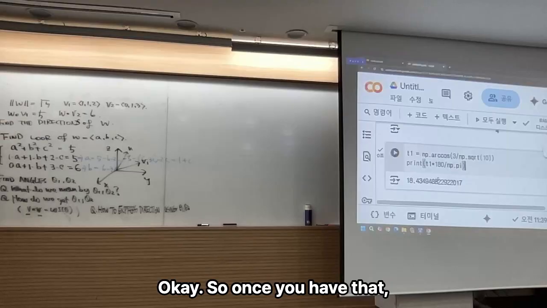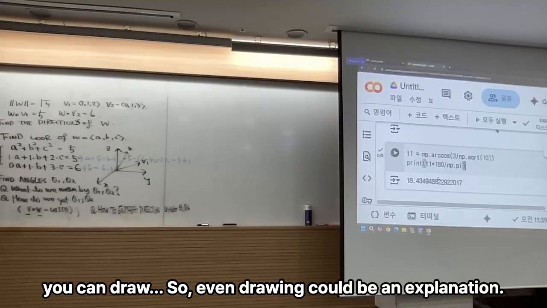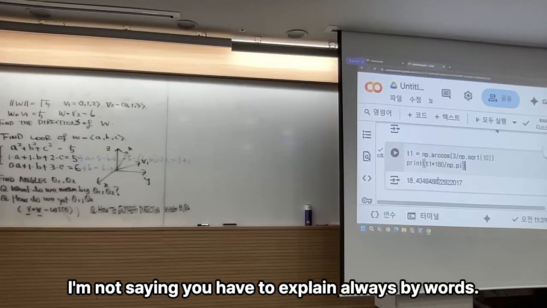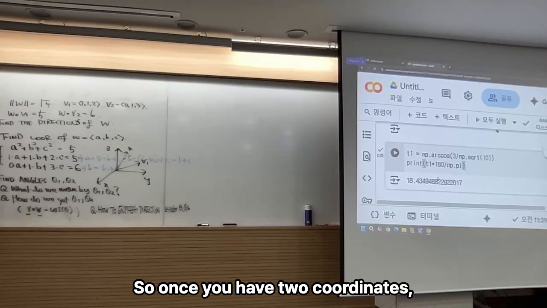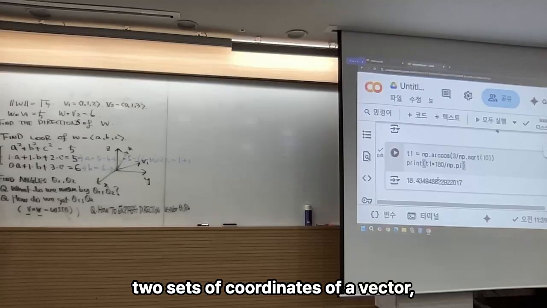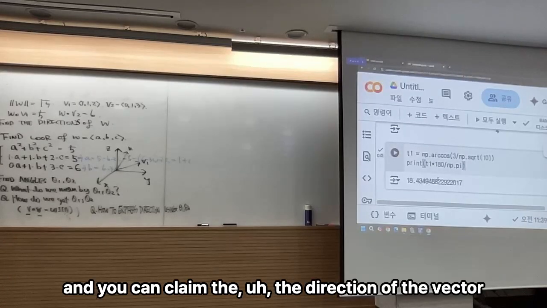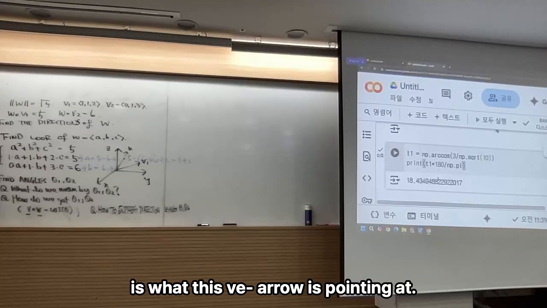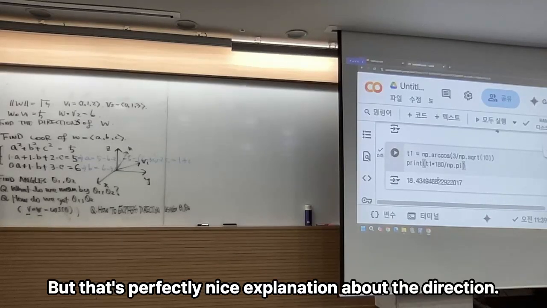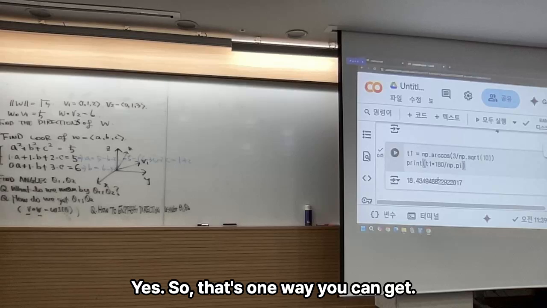Once you have that, you can draw. Even drawing could be an explanation. I'm not saying you always have to explain by words. Once you have two sets of coordinates of the vector, you can draw them and claim that the direction of the vector is what this arrow is pointing at. That's a perfectly nice explanation about the direction. So that's one way you can get it.